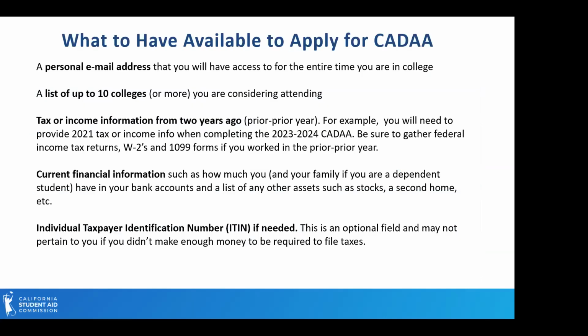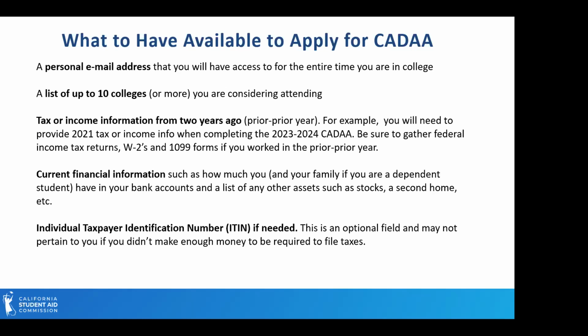So, what are some things that you will need to apply for the California Dream Act? First is the personal email address. And we highly suggest that you create an email address just for your college communications. We want you to ensure that this email is one that you will check, because all communications will be sent there.